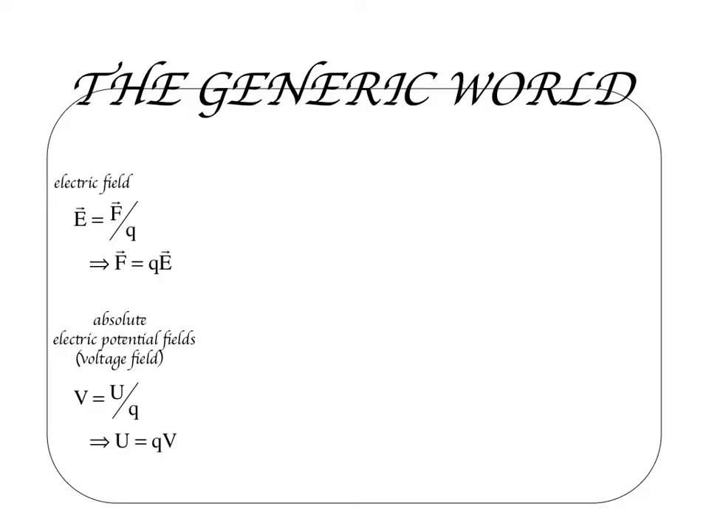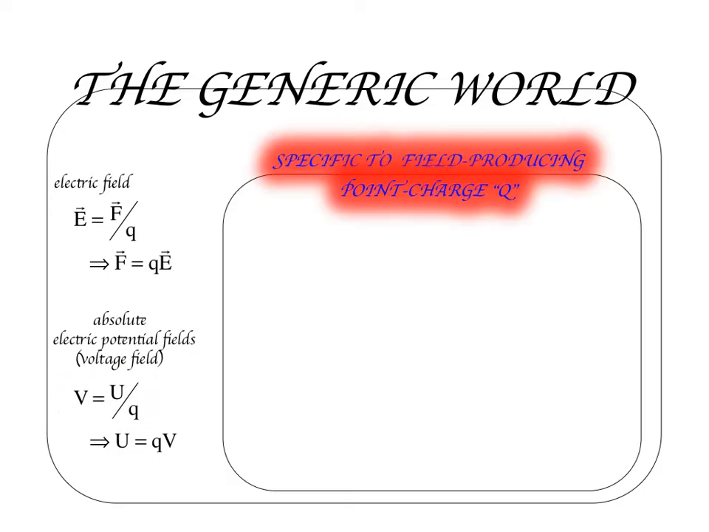Here's the template that we started with a couple of videos ago. Here is the generic information for what's going on with electric fields. Here is the generic information for what's going on with electrical potentials. What we're about to do is to look to see how these quantities fare when you're looking at a very specific situation, which is to say when you're looking at a point charge. This particular video is going to zero in on the electric field of a point charge.